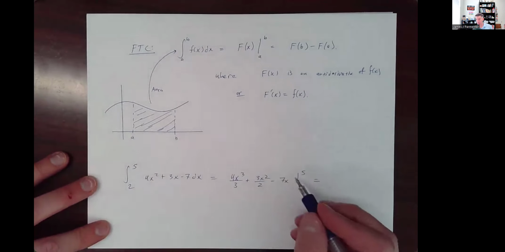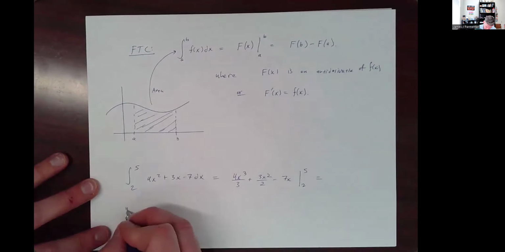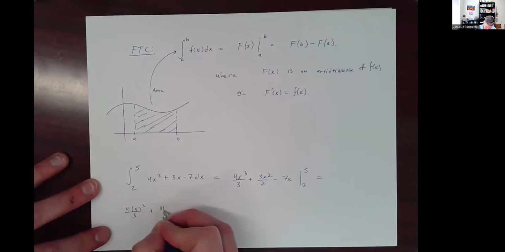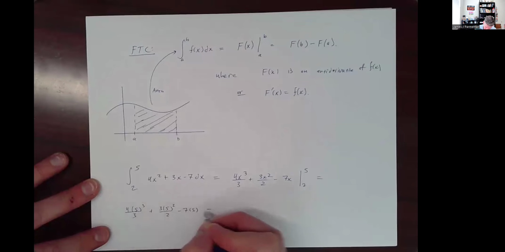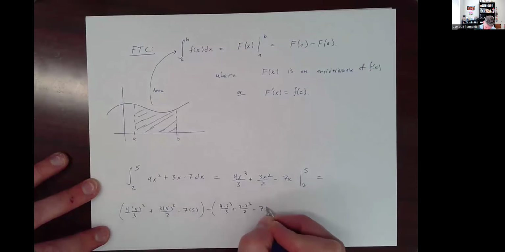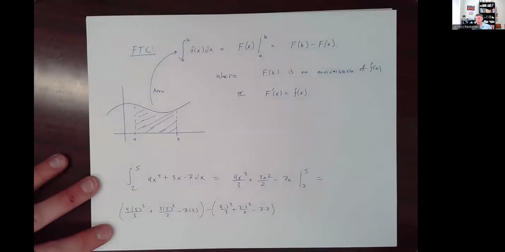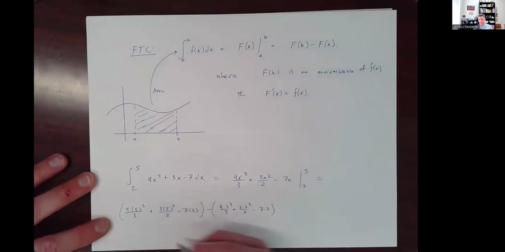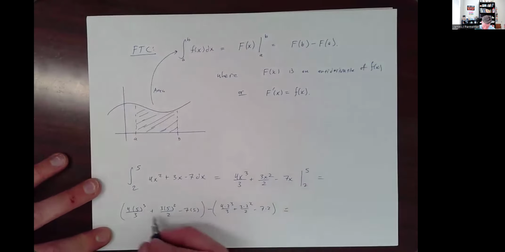Plug in the top limit first. So I'm going to get 4 times 5 cubed over 3 plus 3 times 5 squared over 2 minus 7 times 5, minus, then you plug in the bottom limit second: 4 times 2 cubed over 3 plus 3 times 2 squared over 2 minus 7 times 2. On the test, I'd probably stop right here. You can do one more step if you really wanted to.